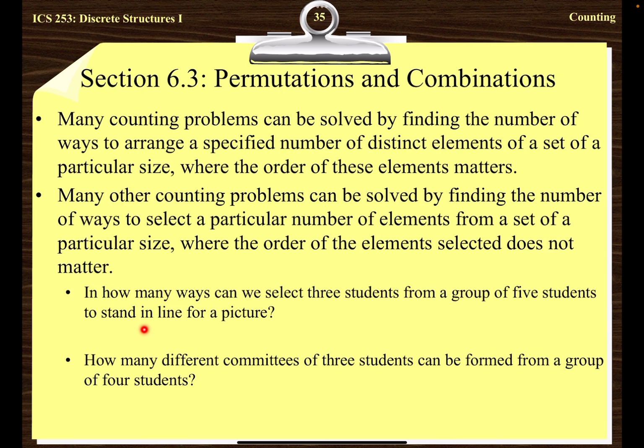Same people, but the picture is different. The pictures are different, right? So in this case, order matters. Whereas on the other hand, if the question was how many different committees of 3 students can be formed from a group of 4 students? Does the order in which you choose the 3 students matter? It doesn't. So here, order does not matter.